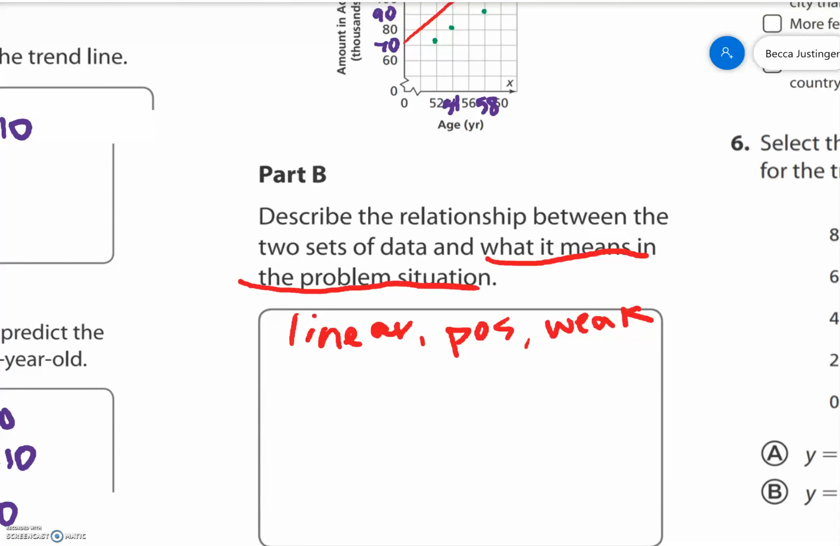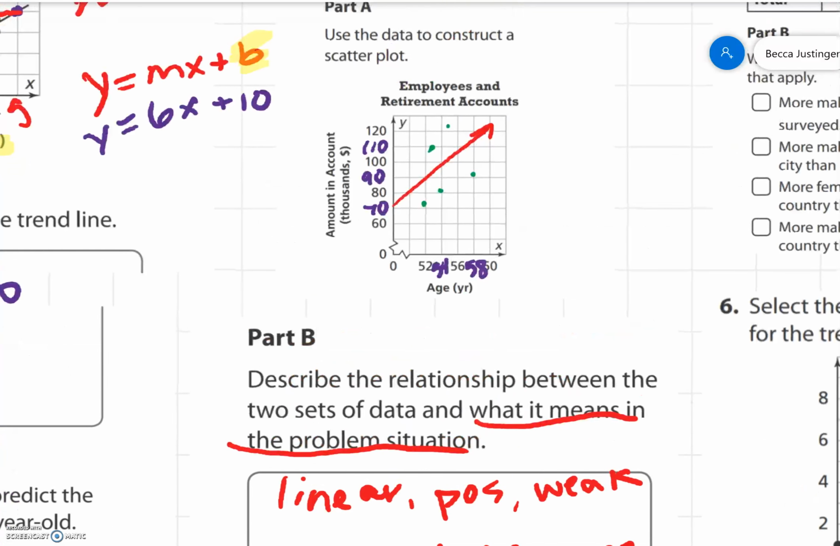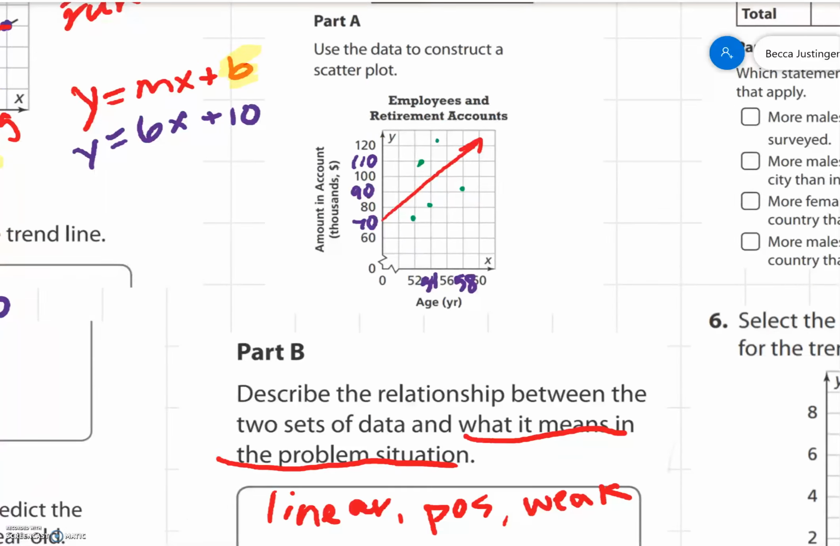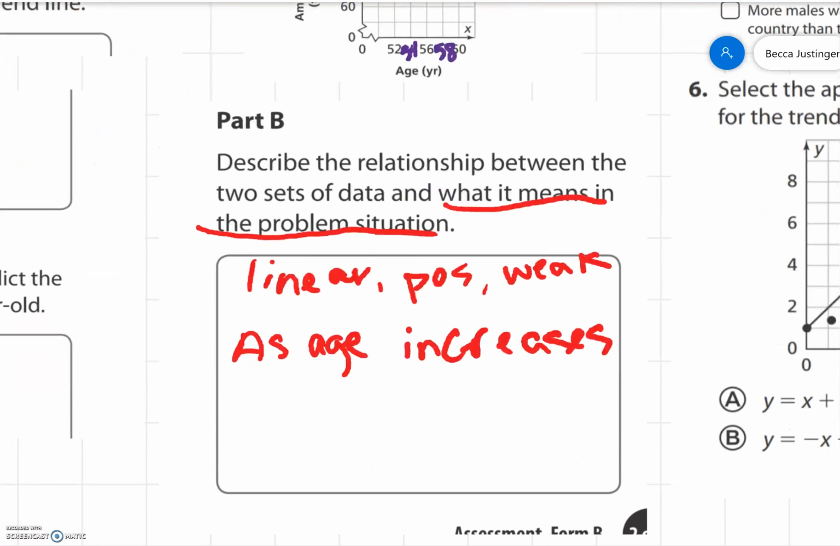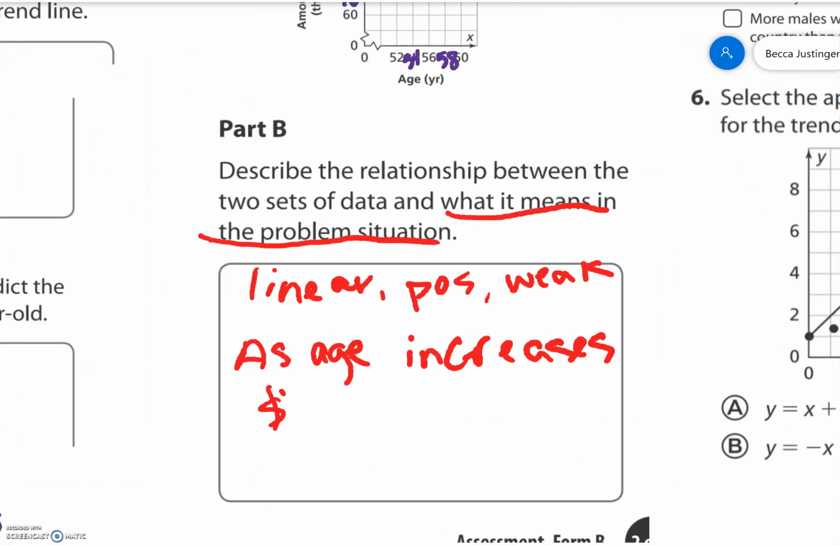So what it means in the situation is as age increases, so does the amount in the account. So as age increases, money increases.